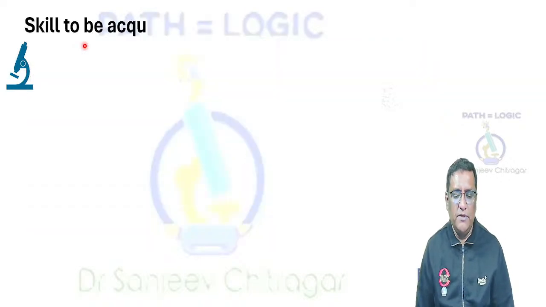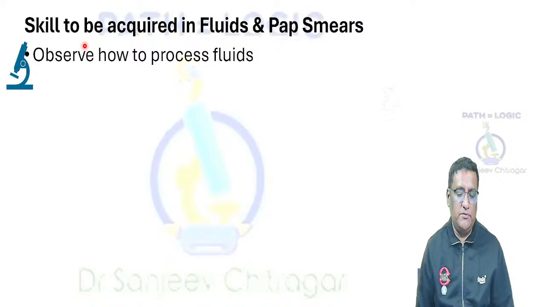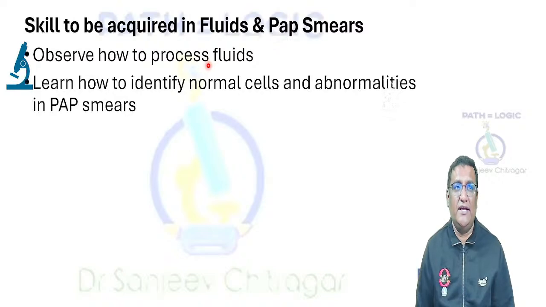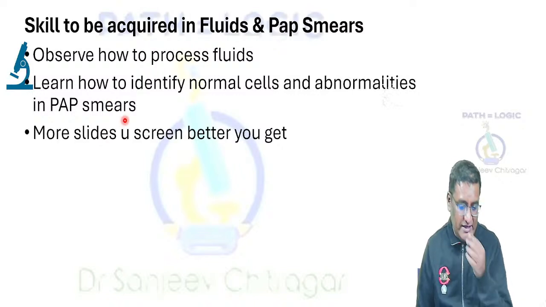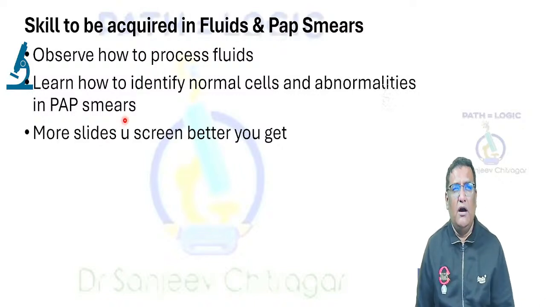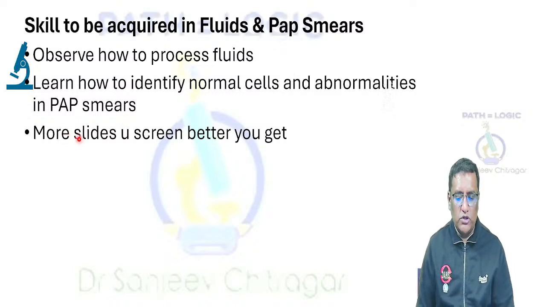And for pap smears, okay, so fluid and pap smears, learn how to process the fluids. They do cytospin and so many techniques, so learn them. Learn how to identify normal cells in pap smears. That is what you should be doing, and try to learn organisms as well in the first year. Abnormalities are very tough to find out, but yes, you start picking up as you go through. The more slides you screen, the better you get.